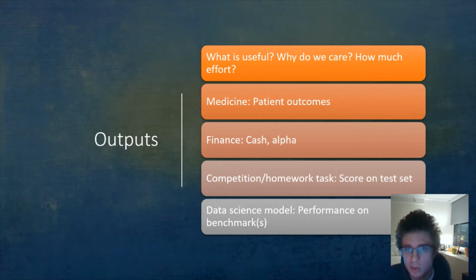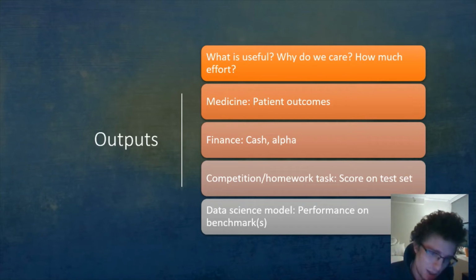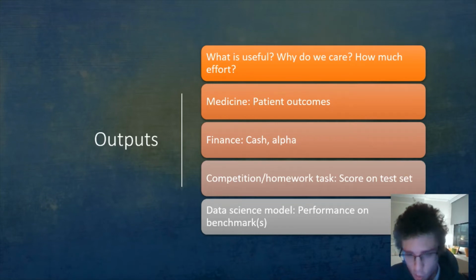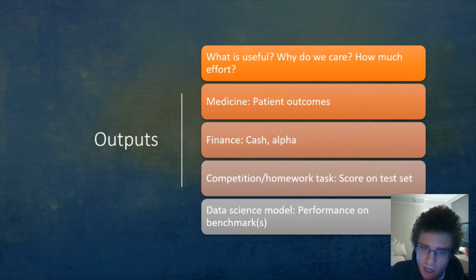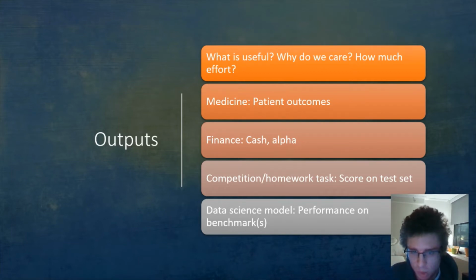The other part is thinking about the outputs. When you think about designing an algorithm, which is a little different from a homework task or a competition, you want to think about what is actually useful and why we actually care. A good example is that you can make an algorithm that predicts whether or not a patient will respond to a given drug, but that won't be as useful as one that identifies what the patient's outcomes would be based on taking the drug.